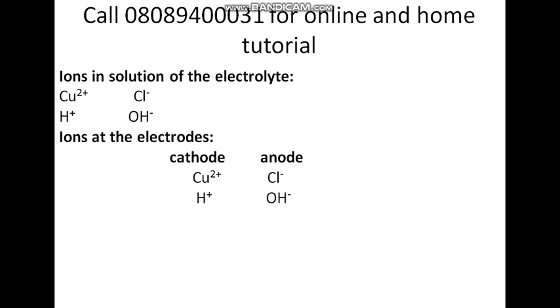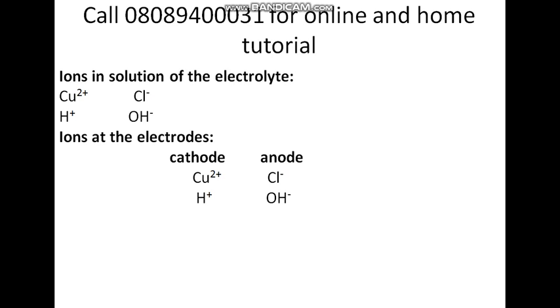Ions in solution of the electrolyte, as could be seen on the tutorial board, are copper 2 ion and chloride ion from copper 2 chloride salt, hydrogen ion and hydroxy ion from water. Ions at the electrode: copper 2 ion and hydrogen ion at the cathode, chloride ion and hydroxy ion at the anode. What happened at the anode?